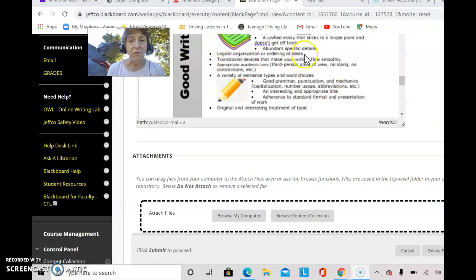Logical organization or order of ideas, transitional devices that make your writing flow smoothly. Appropriate academic tone, third-person point of view, no slang, no contractions. A variety of sentence types and word choices, good grammar, punctuation, and mechanics. An interesting and appropriate title, adherence to the standard format and presentation of work, and an original and interesting treatment of the topic.